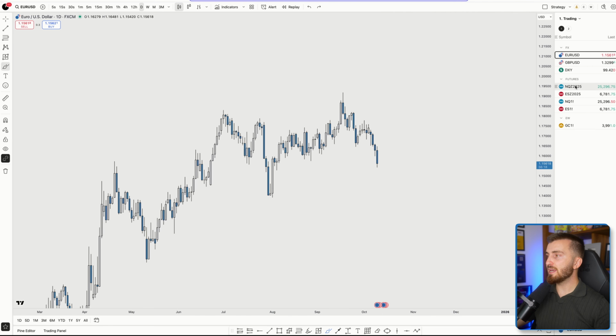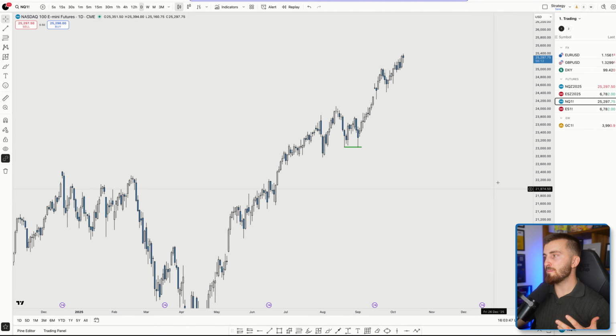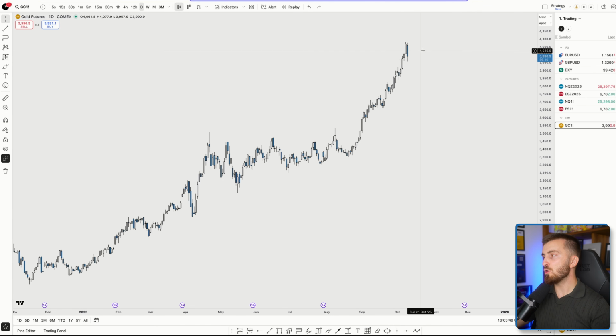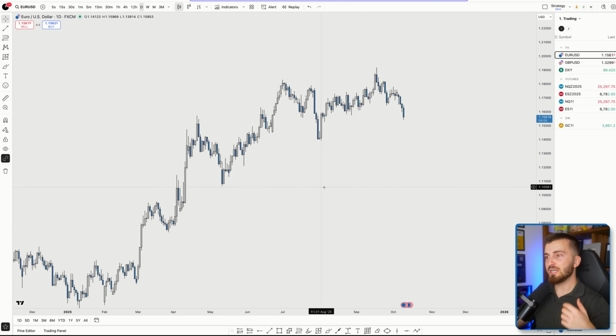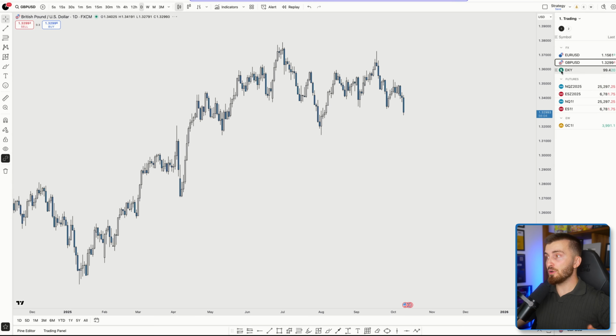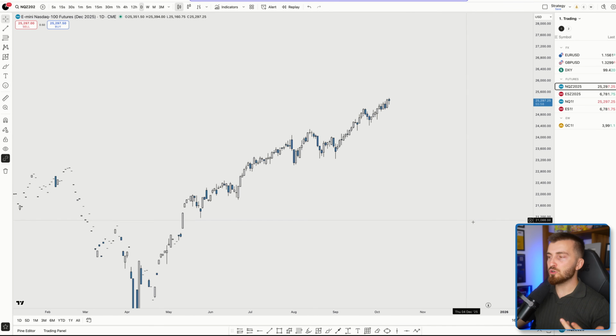Because one of the big issues that traders have is that they see NASDAQ moving to all-time high, they see gold moving to all-time high, they see euro dollar creating more and more bullish price action, and they believe that at one point there needs to be a pullback. And believe me, yes, at one point there is going to be a pullback.